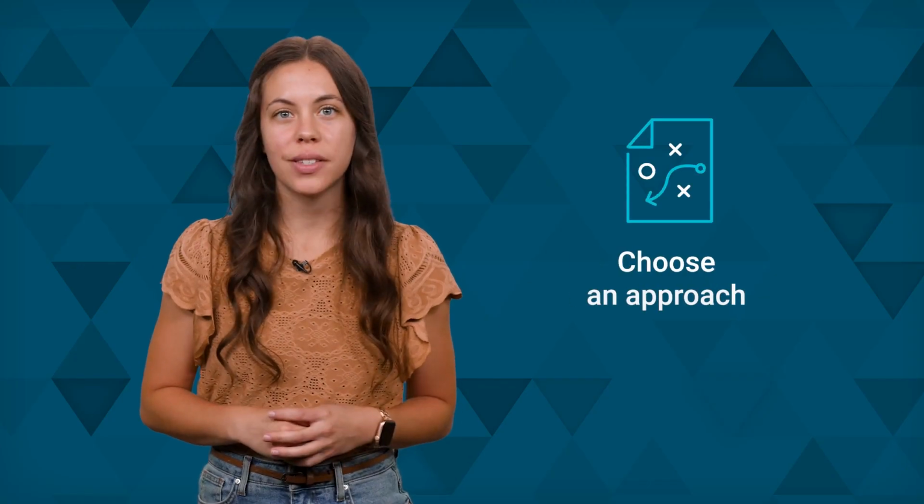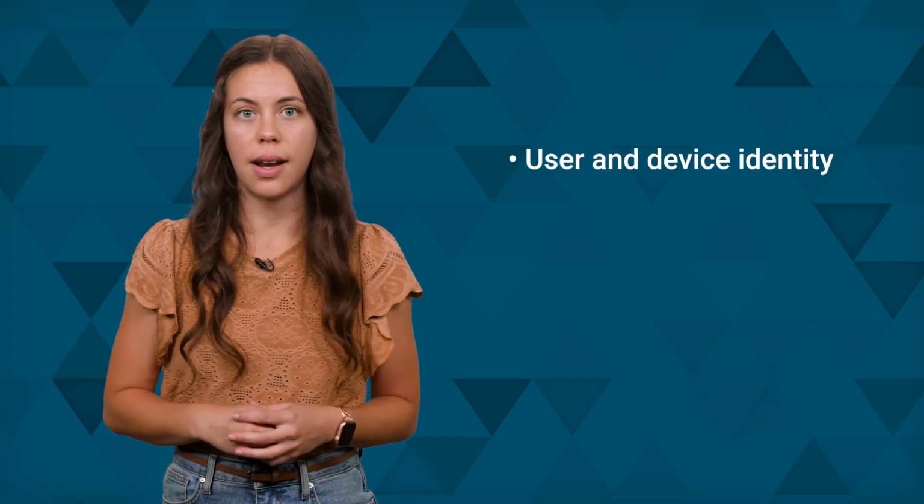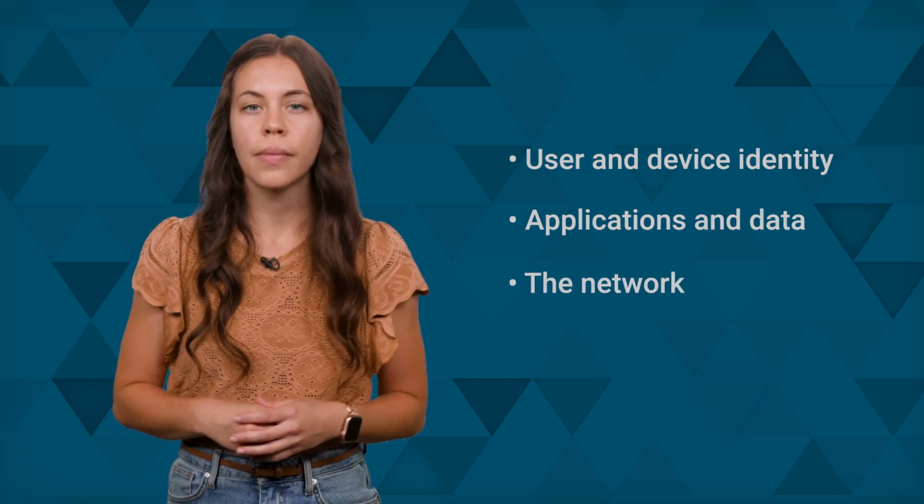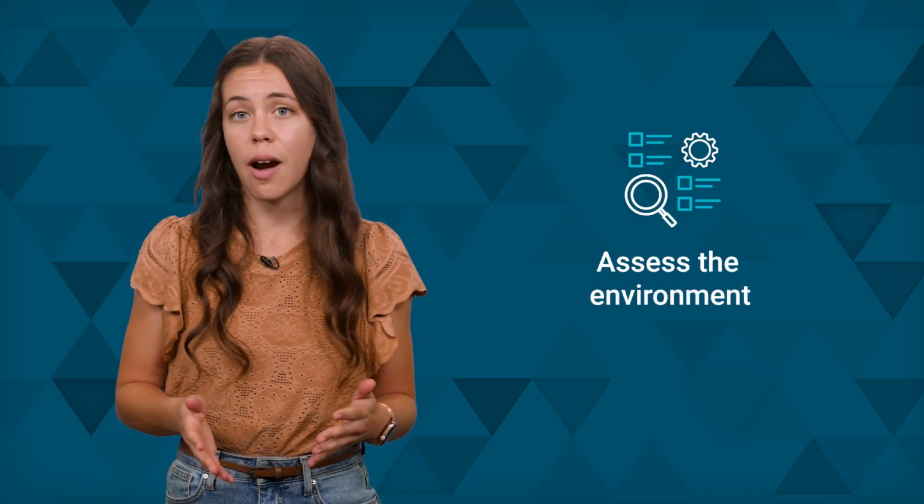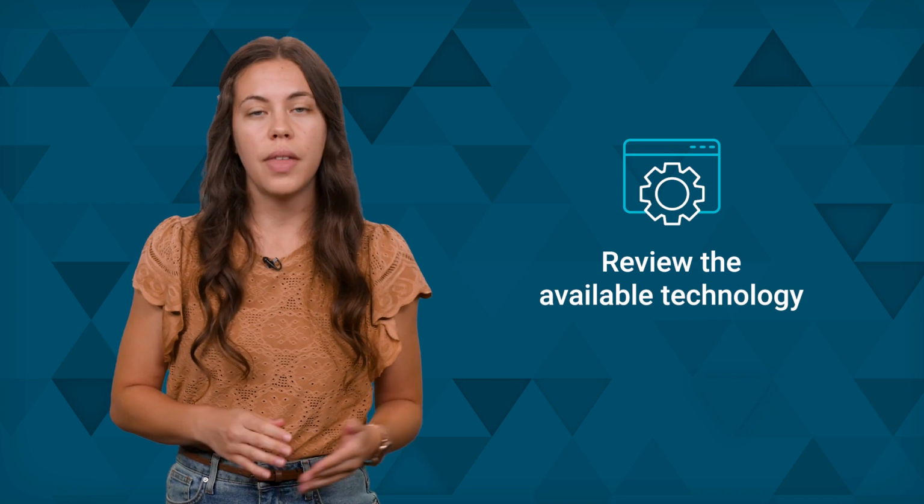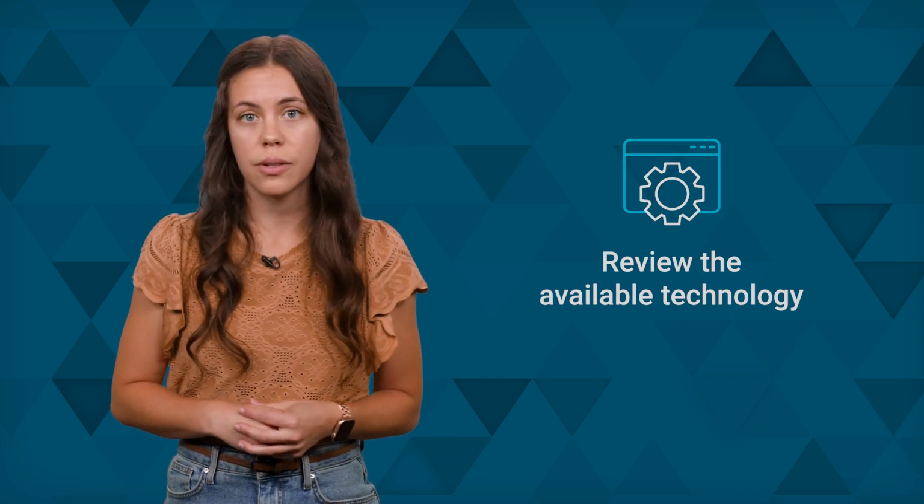Next, choose a zero trust implementation on-ramp. An organization generally approaches zero trust from one of 3 areas: user and device identity, applications and data, or the network. Then you'll want to assess the environment. Review the controls already in place where zero trust is being deployed. Check out the level of trust the controls provide and what gaps need filling. Now it's time to review the available technology and then launch key zero trust initiatives.